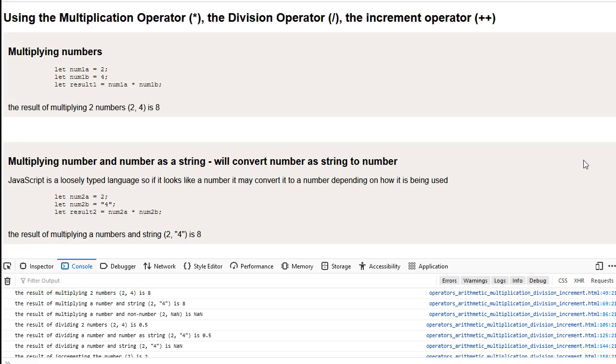Okay, so now we're going to multiply. And here we have num1a equals 2, num1b equals 4, and we're going to multiply them. And that's pretty straightforward. 2 times 4 is 8.